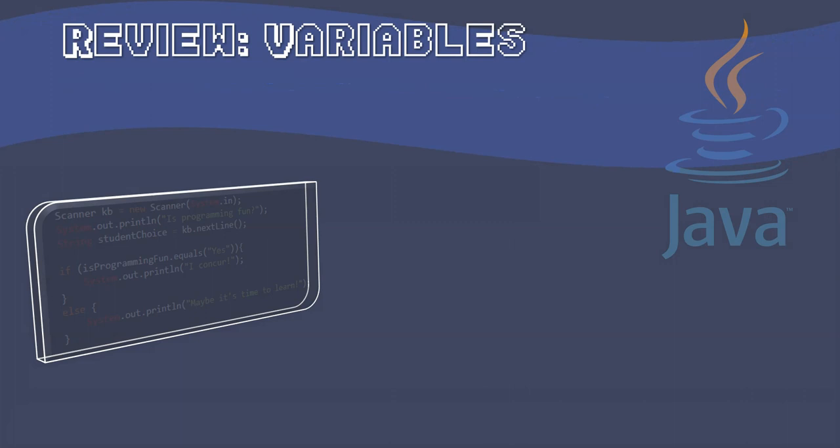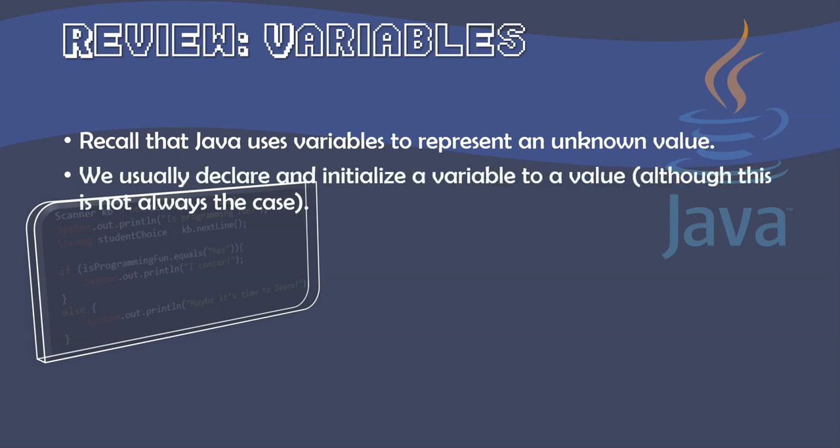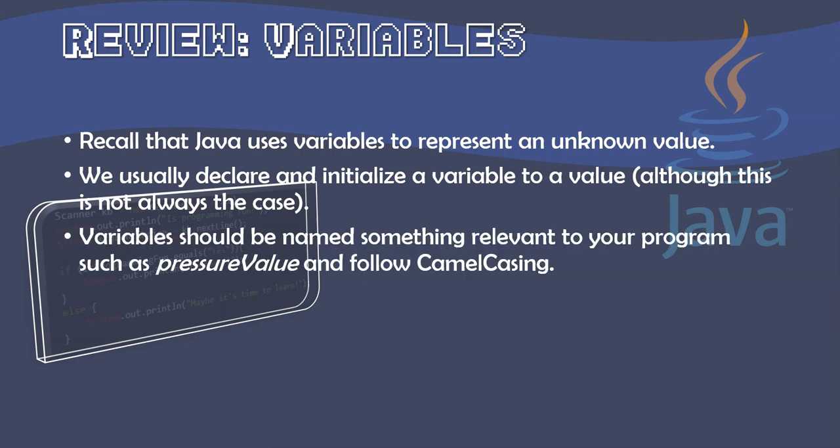So if you recall with variables, the big thing here is that Java is using these typically to represent some kind of unknown value. Or it is a known value, but we want the program to store it. These are typically declared and initialized to some value, though this is not always the case. When we make our variables, we're always going to give them something relevant. We're not just going to call it variable x, for example. Instead, it'll be something more like pressure value.